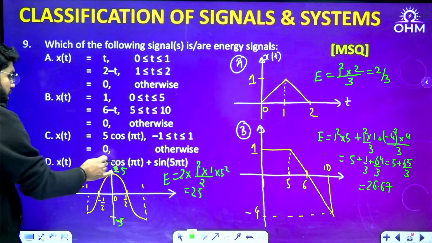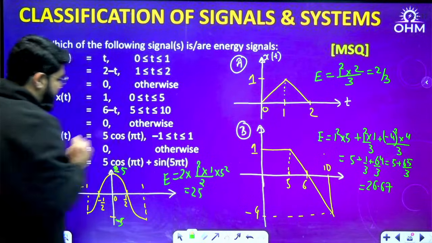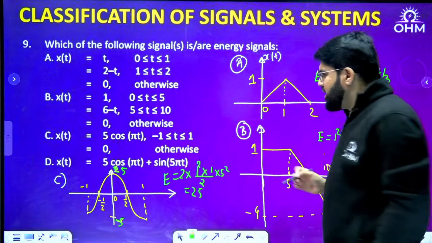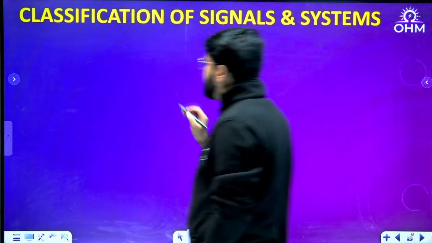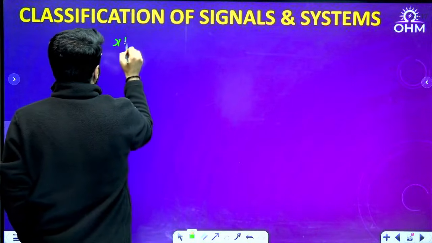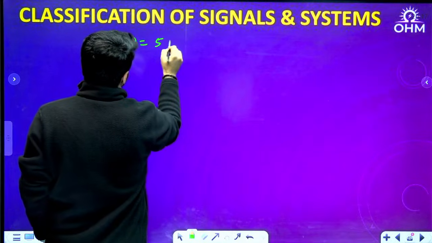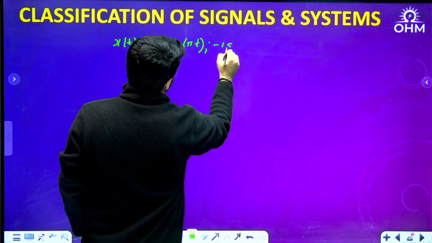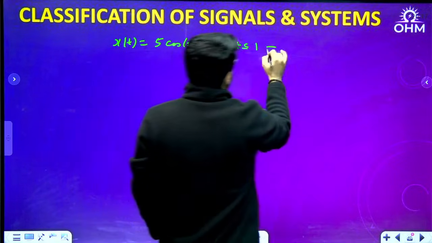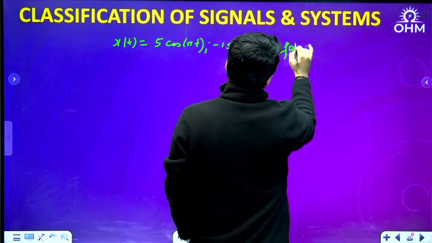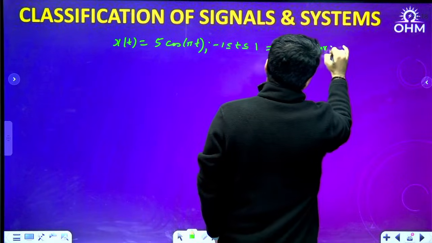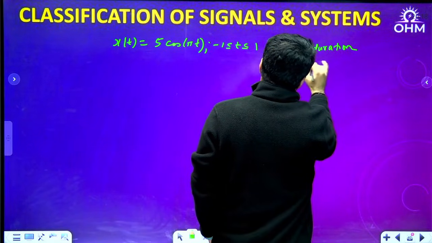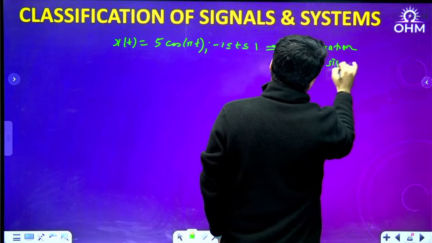Okay, now 5 cos pi t plus sin 5 pi t. See, now see the differences here. Let me write down some cases here. What is the signal given? Number 1, the signal given was 5 cos pi t, for -1 less than or equal to t less than or equal to 1. This makes the signal finite duration. So that was an energy signal. Option C we have solved.